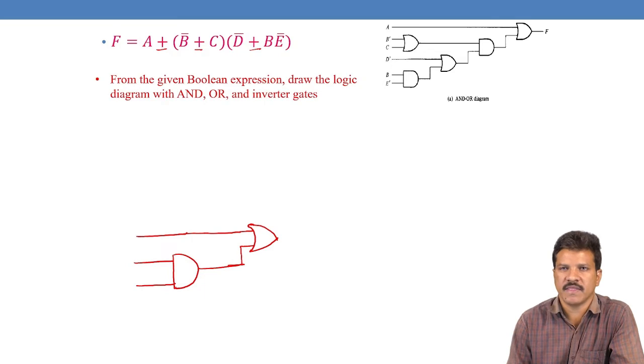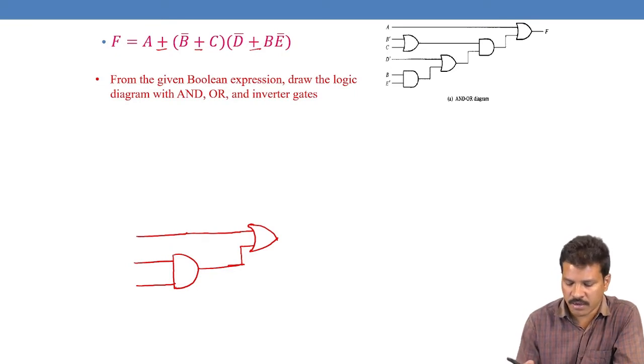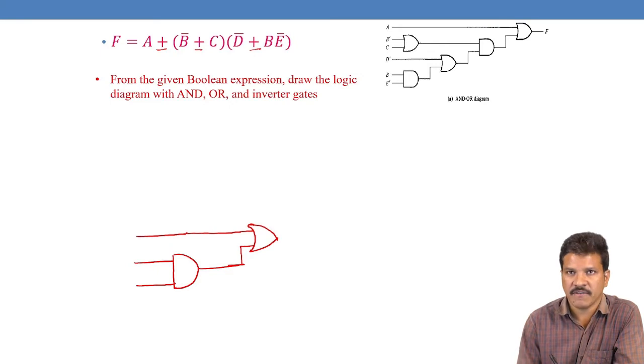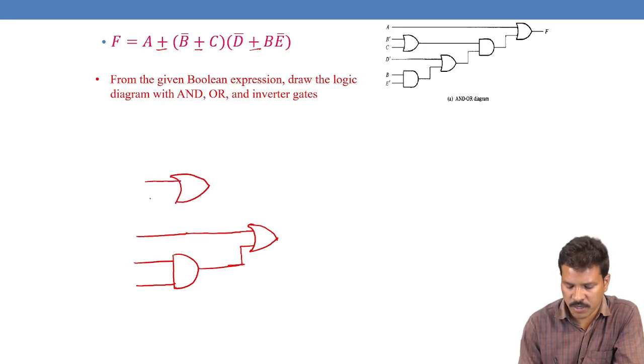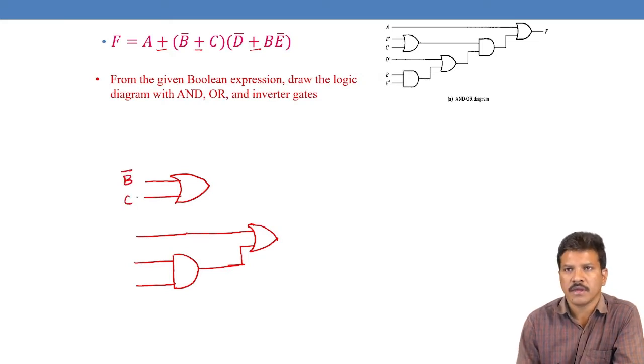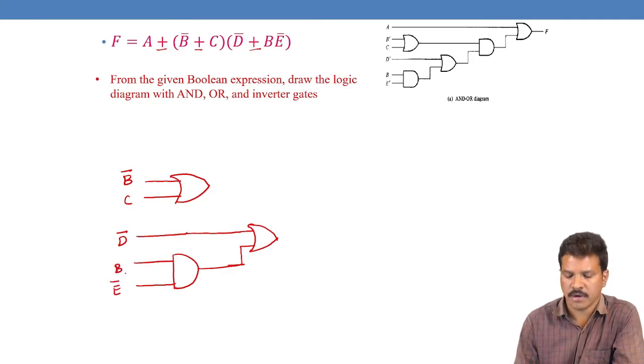expression in the parenthesis, and then another expression B bar plus C. So this B bar plus C is nothing but simply an OR gate. B bar is, this is the OR operation. So it is the first level. So we can take the OR operation between B bar and C. B bar one input and C is the another input. Here it is D bar, and here it is B and E bar.